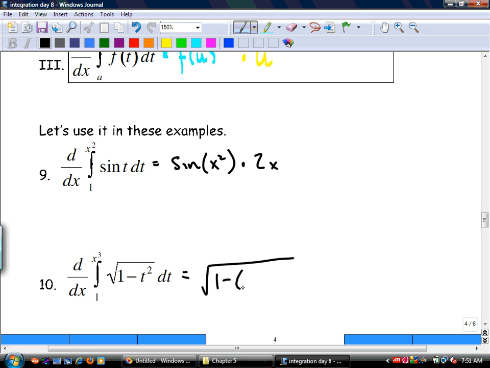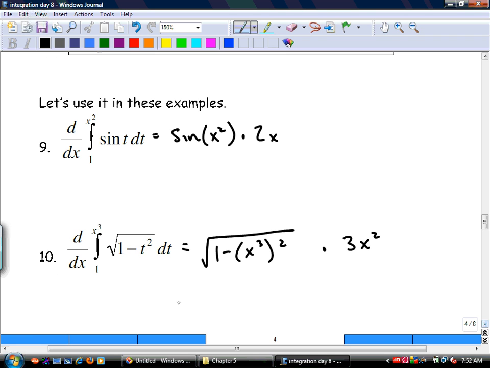1 minus, well, I was going to not do it too fast, x cubed squared times 3x squared. So it becomes 1 minus x to the sixth.